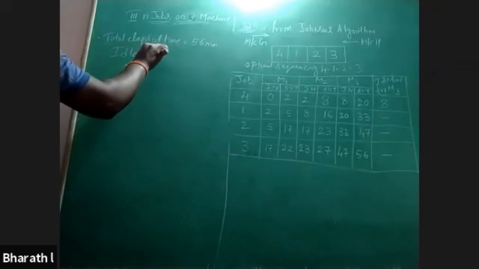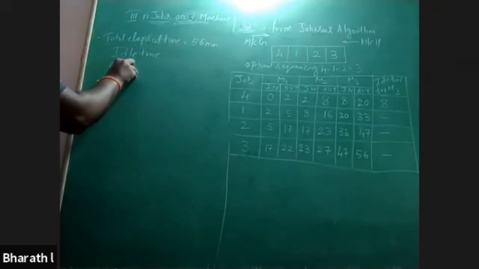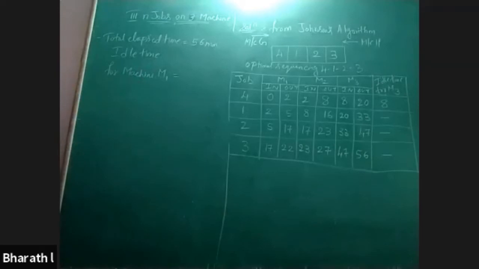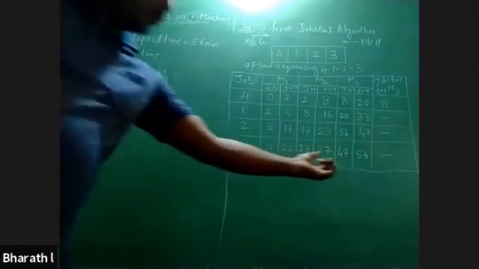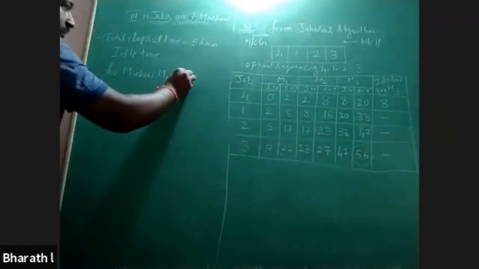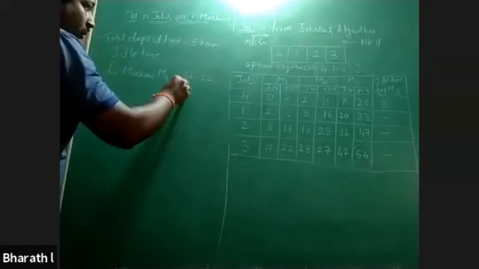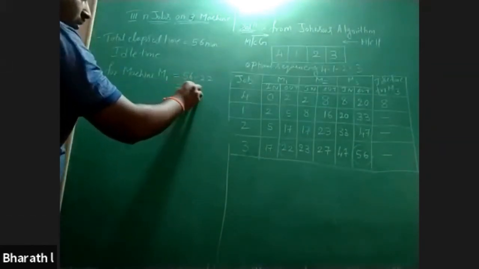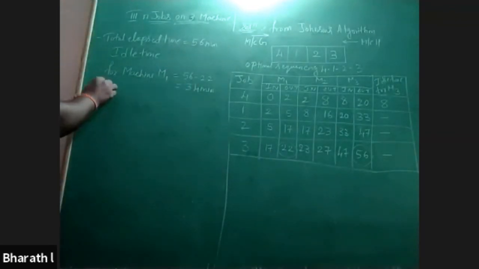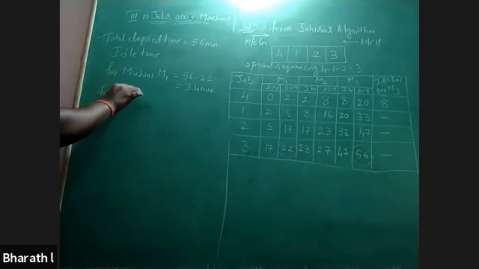The next, to find idle time for machine 1, say M1. For machine M1, the total elapsed time is 56. For machine 1, the out time is 22. Therefore, 56 minus 22, you will get 34 minutes. Then for machine 2, that is M2.